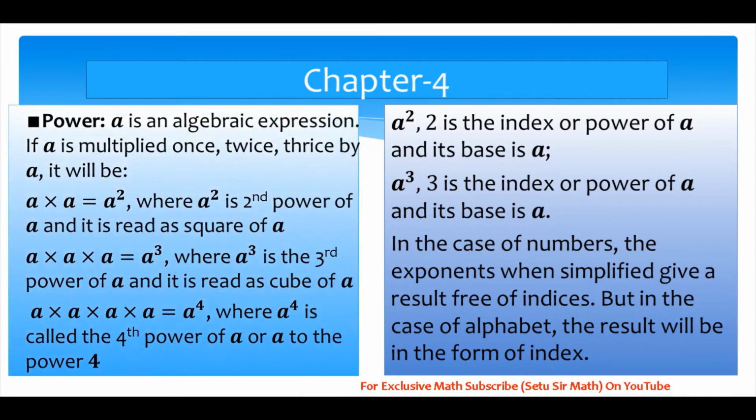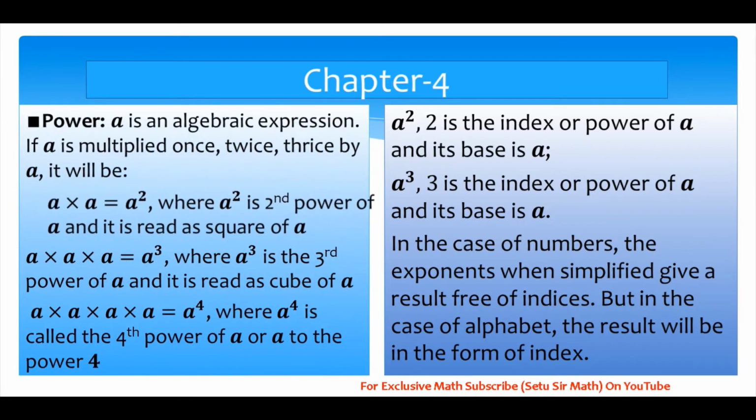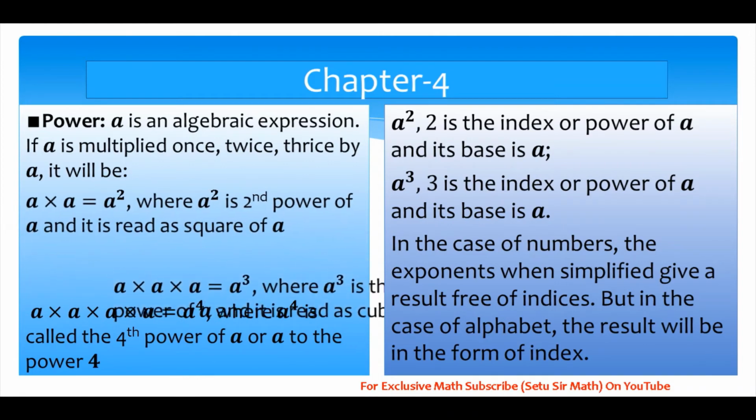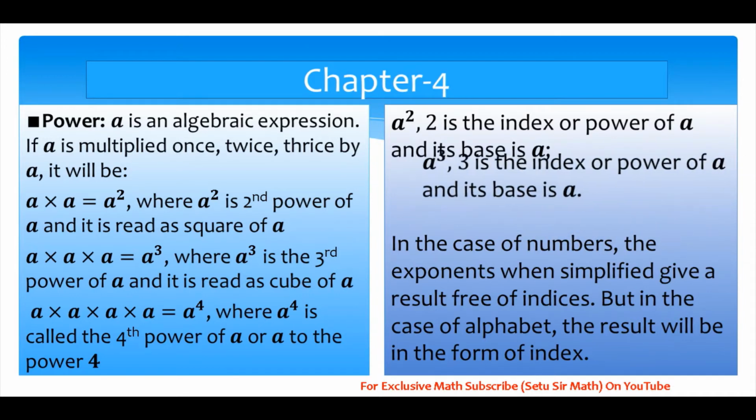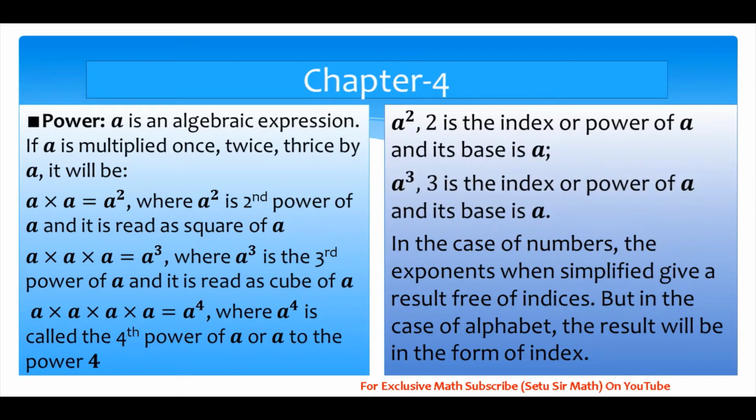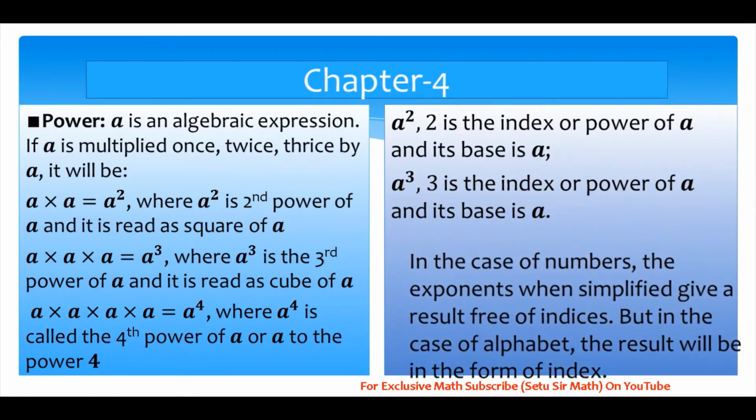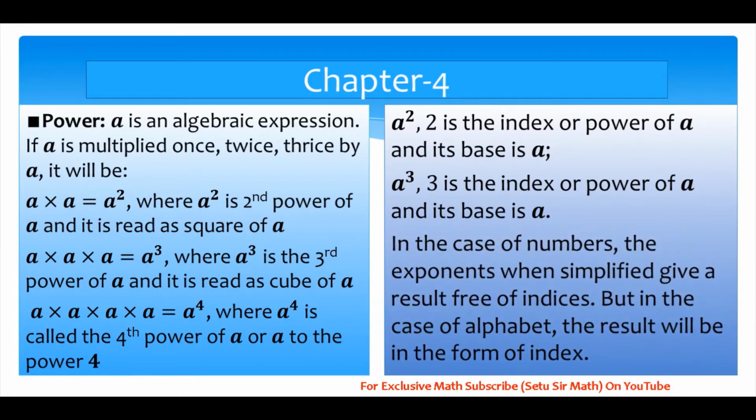So let's see again. That is A to the power 2 or A square, that is A to the power 3 or A cube, that is A to the power 4. So in A square, 2 is the index or power and its base is A. In A cube, 3 is the index or power and its base is A. And in the case of alphabets the result will be in the form of an index, and in the case of numbers the result will be free of indices.